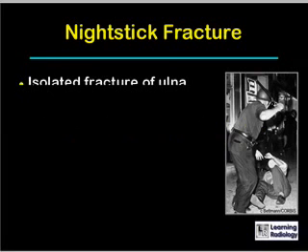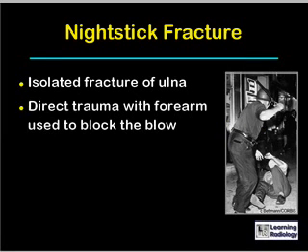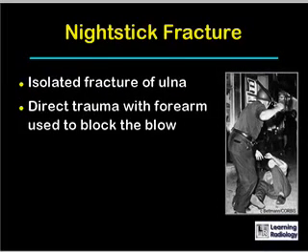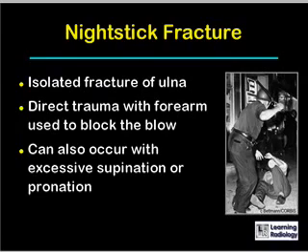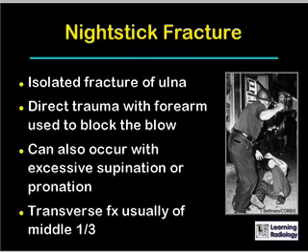Nightstick fractures are isolated fractures of the ulna. They result from direct trauma, with the forearm usually being used to block a blow, as is seen in this newspaper photograph from many years ago. They can also occur with excessive supination or pronation, and they usually are fractures of the middle third of the ulna. They are invariably transverse fractures.